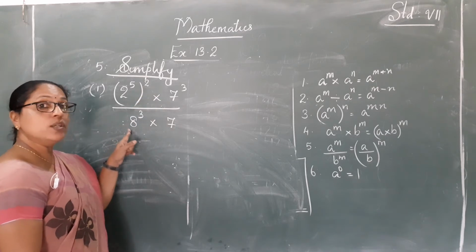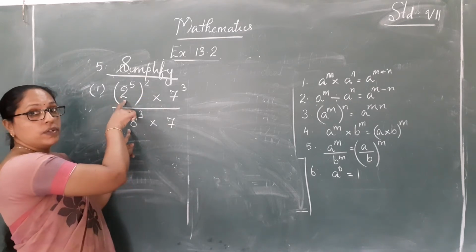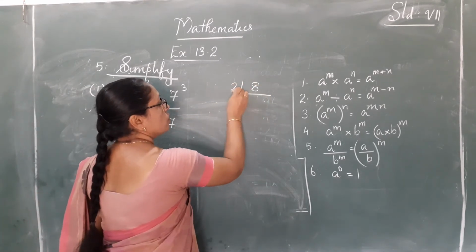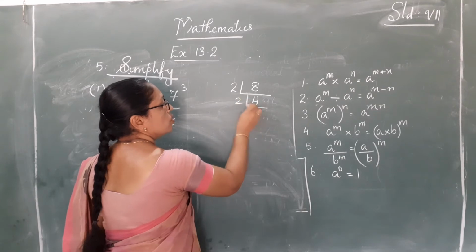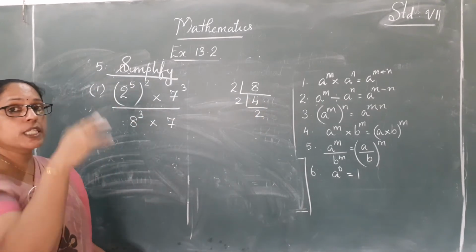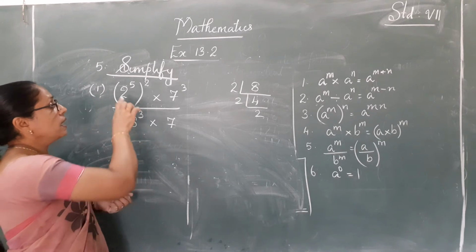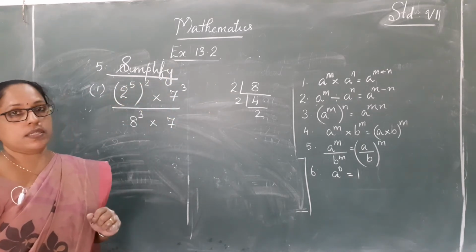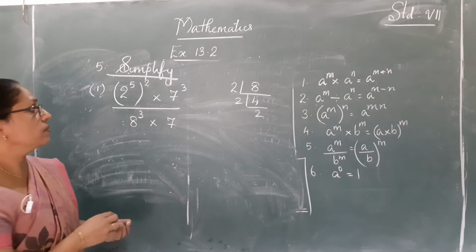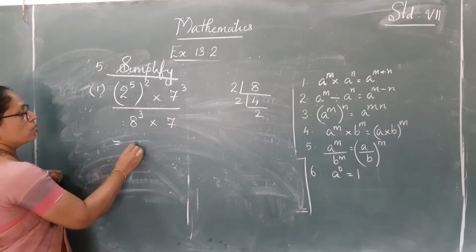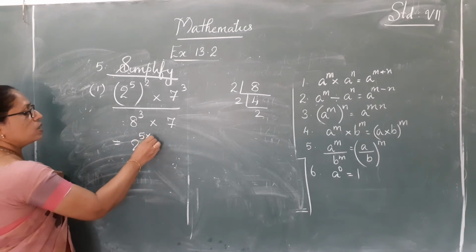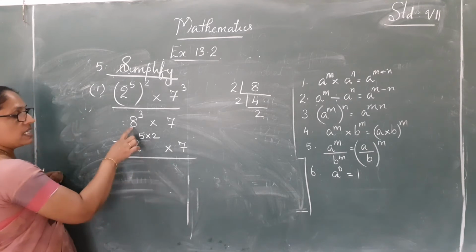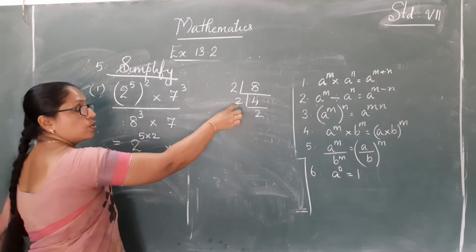So 8 also change into the power base of 2. How can you write 8? The maximum, try to express the numbers in a way that all get a pair form so that we can apply laws, wherever it is possible. So here what do we get? 2 raised to 5 into 2 into 7 by 8. Change 8: 8 is 2 into 2 into 2.